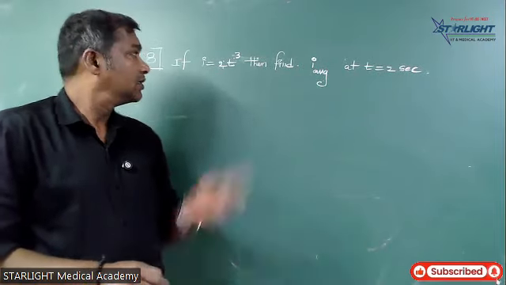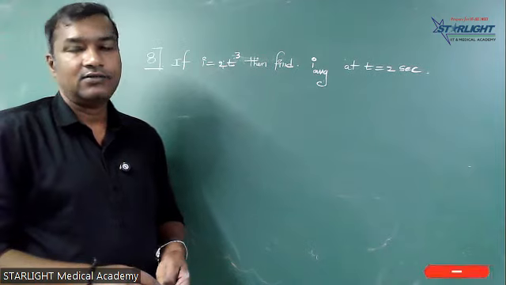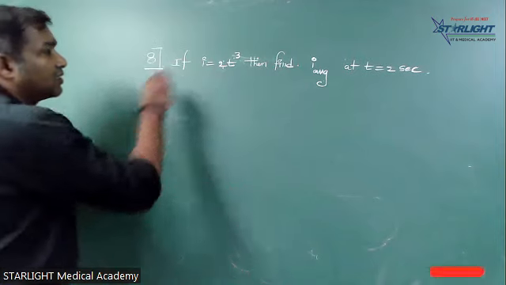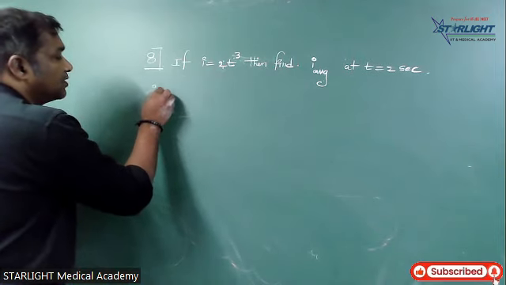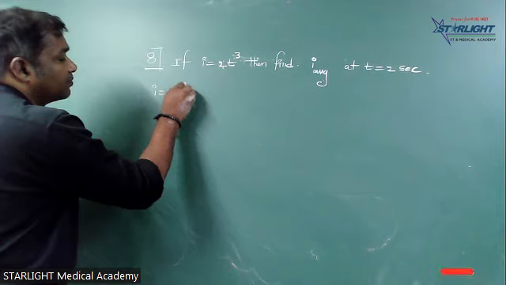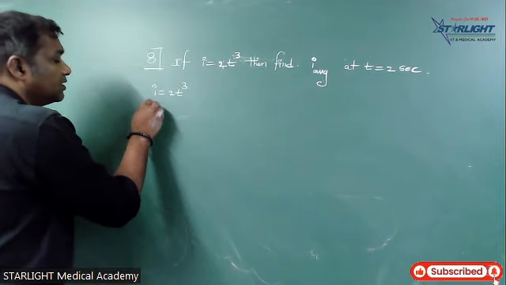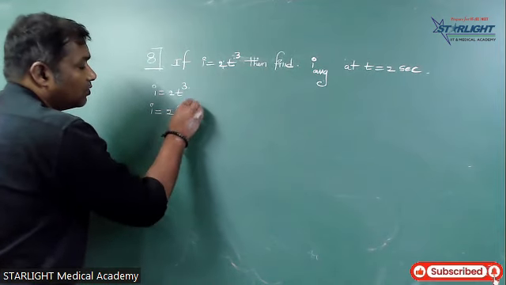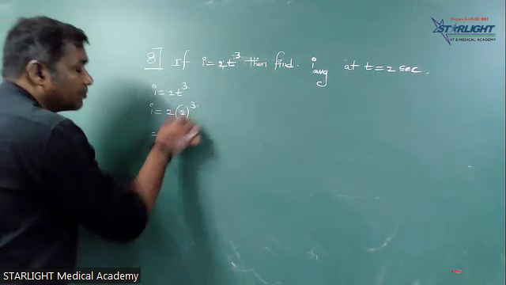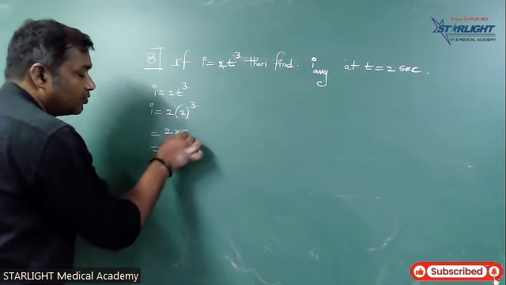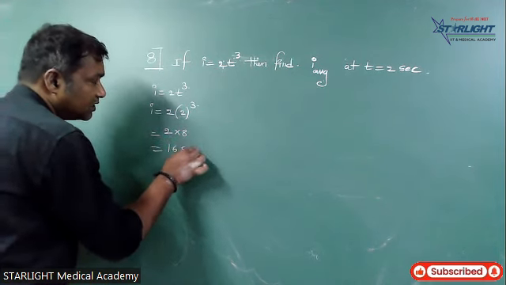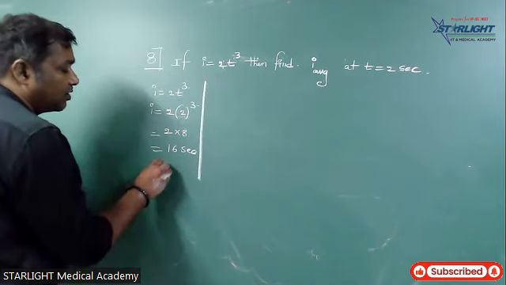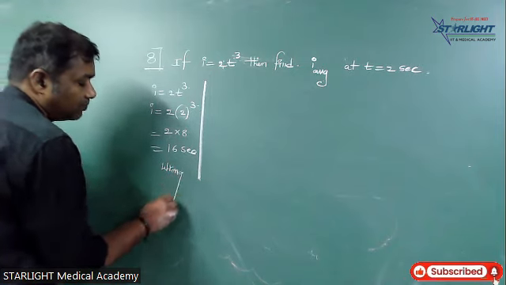Current equation is given, so how do you do it? Everyone does it this way: I is equal to 2t cube, the given equation. At a time of 2, I is equal to 2 into 2 cube, which is 2 into 8, equal to 16. So this is wrong. This is wrong. You should not do it this way.